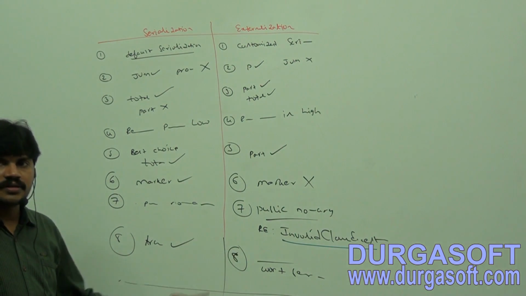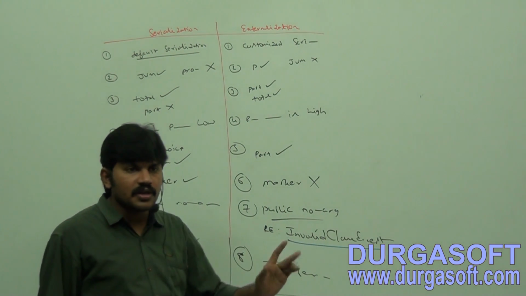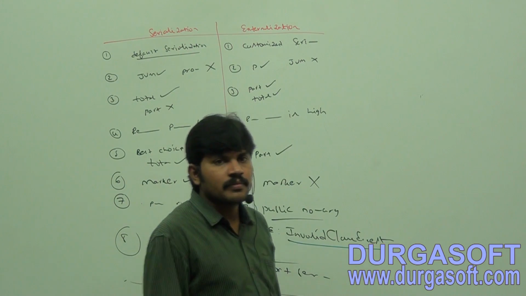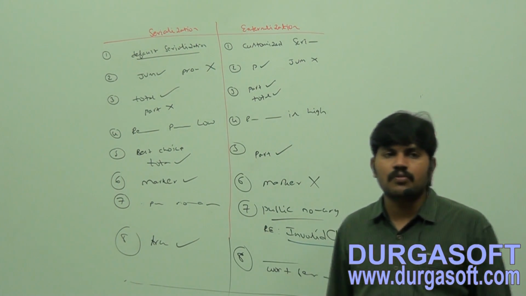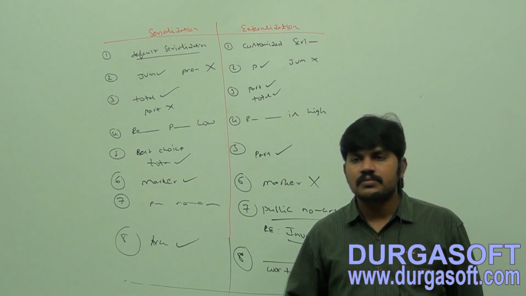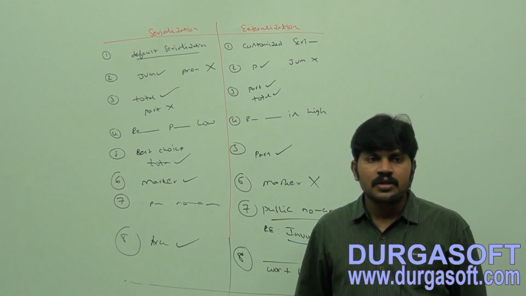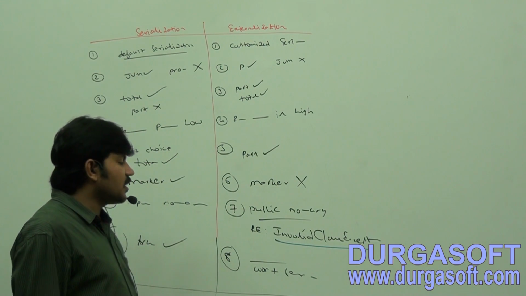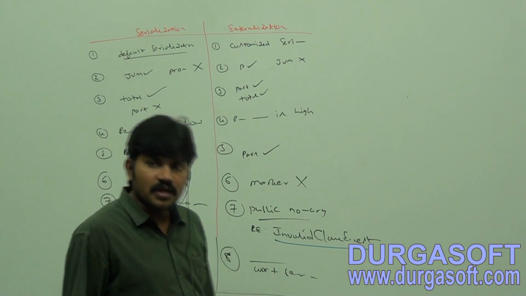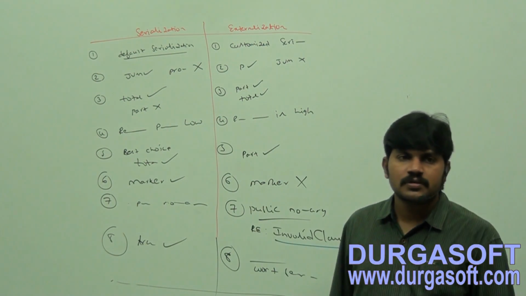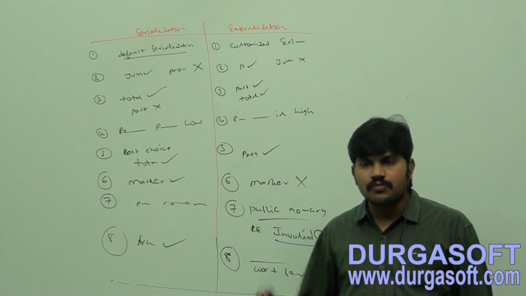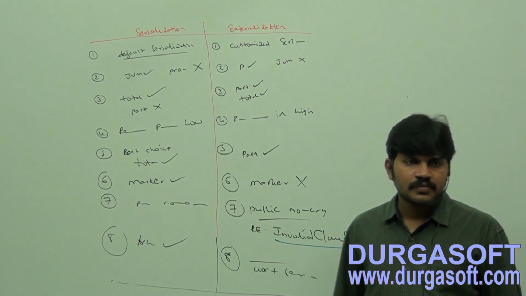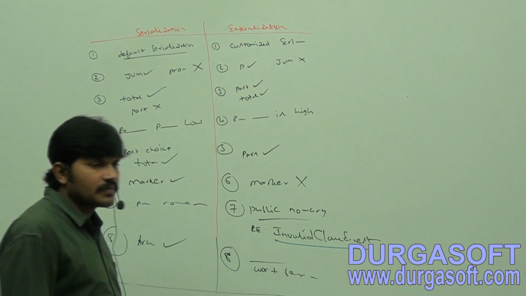But what about this one? The transient keyword won't play any role in externalization. Of course, it won't be required. First, it's not required. That's all. Are you able to understand?